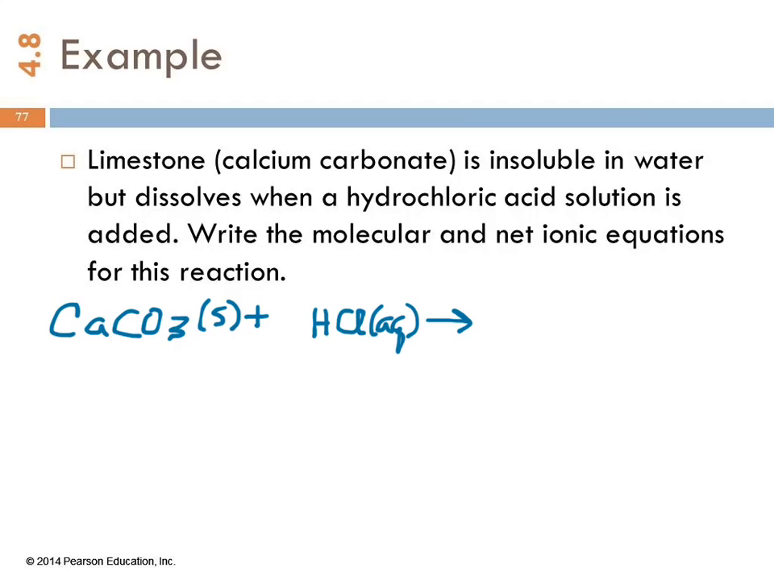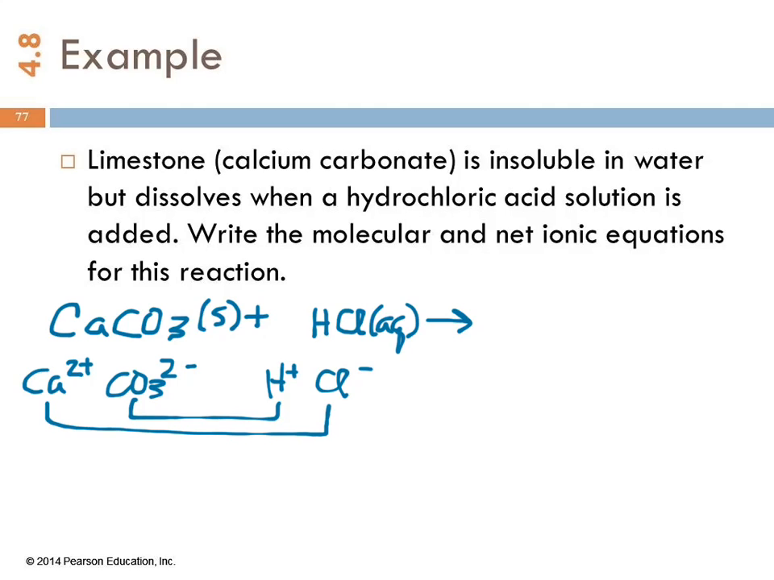So predicting the products, we are going to swap the ions. So we've got calcium, and we've got carbonate, and we've got hydrogen, and we've got chloride. And we're going to swap partners. So we're going to end up with calcium chloride.